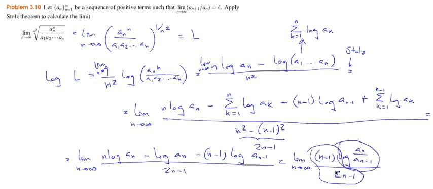Okay, so the limit of this is going to be 1/2. And the limit of this is going to be the logarithm of L. So the limit of a sub n over a sub n minus 1, or a sub n plus 1 over a sub n, it doesn't matter, is the logarithm of L. So the result is 1/2 of the logarithm of L, or if you want, the logarithm of the square root of L. So the logarithm of capital L, the limit, is the logarithm of the square root of L. So the limit that we want is the square root of L.